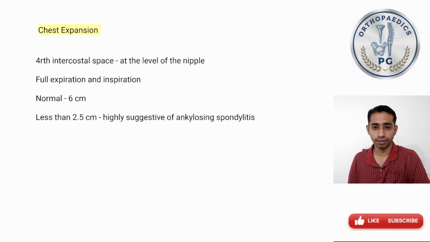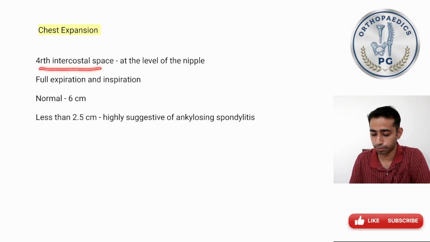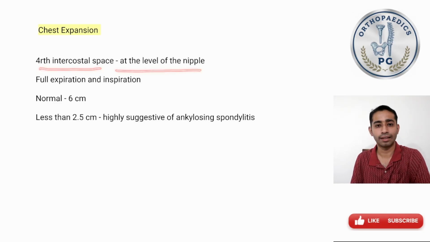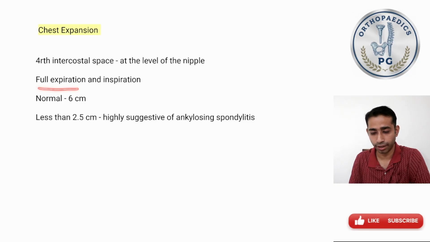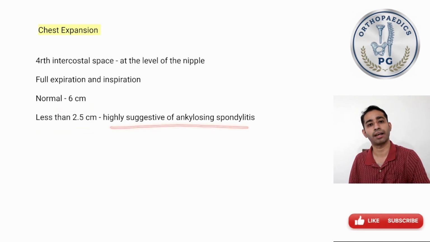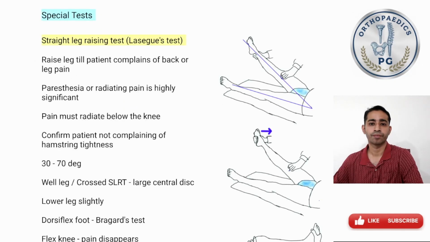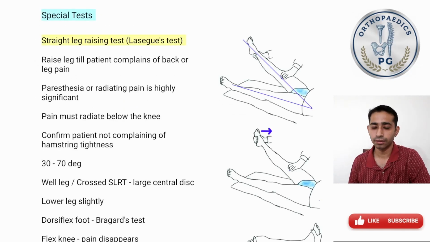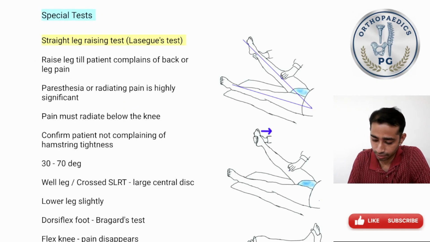The next thing that we measure is the chest expansion. It is done in the fourth intercostal space at the level of the nipple, and it is done in full expiration and full inspiration. Normal in a healthy young adult is around 6 centimeters, and less than 2.5 centimeters is highly suggestive of ankylosing spondylitis. Next, we have to describe the special tests.